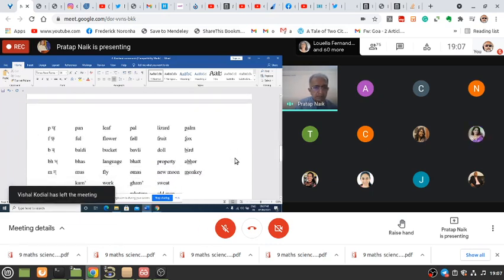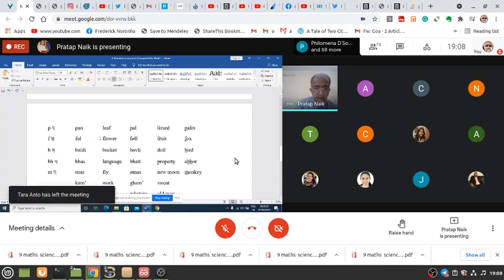Then comes pa. Pan, leaf. Pal, lizard. Like English palm, this pa and this pa are identical. There is no aspirate sound in Konkani for pa. We have altogether another different consonant, fa. Fool. This is exactly like English F.